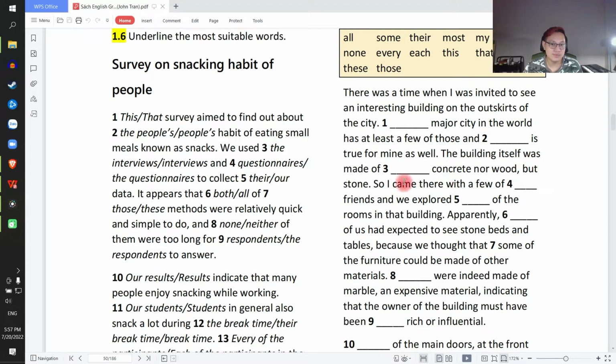The building itself was made of neither concrete, nhớ âm đầu, concrete, nor wood, but stone. Stone, O-N, chứ không phải stone, nó là stone, O-N. But stone, it's stone, O-N, stone. So I came there with a few of my friends, and we explored each of the rooms in that building.